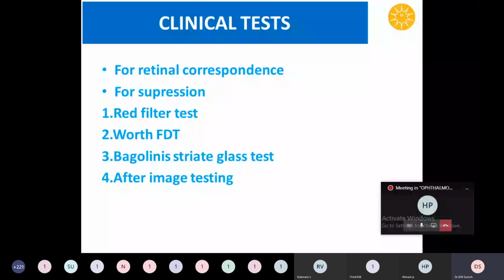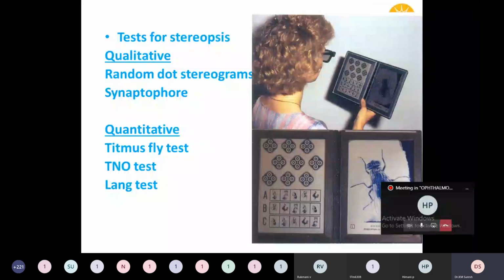First one is red filter test, then Worth's four-dot test, or Worth FDT. The expansion of FDT is Worth's four-dot test. Next you have Bagolini's striate glass test, and the fourth one is after-image test. These are the pictures that represent various types of tests. And as I told you, for test for stereopsis, you have qualitative tests and quantitative tests.